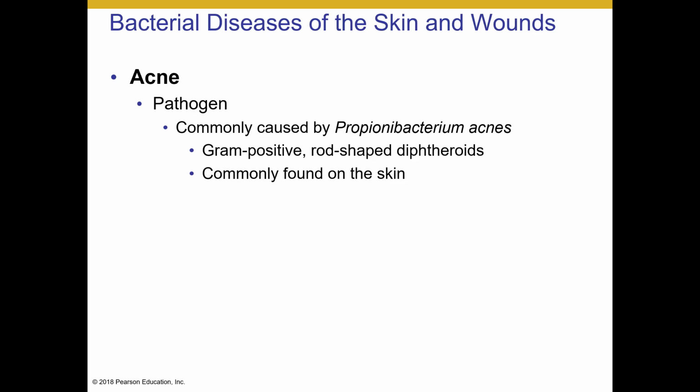Acne is a very common skin condition, especially in adolescents. It is commonly associated with Propionibacterium acnes, now called Cotibacterium acnes. This is a gram-positive, rod-shaped bacterium that normally lives on the skin. This organism is part of the normal microbiome. It usually does not cause problems.